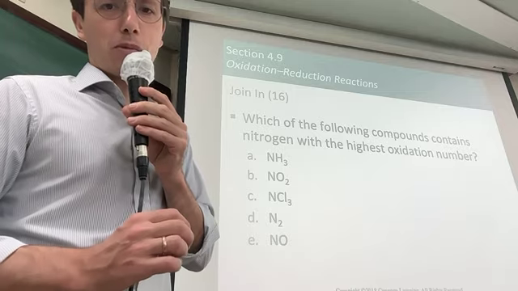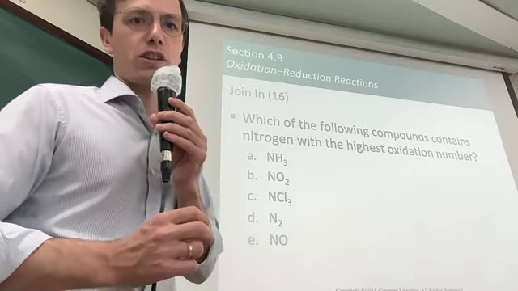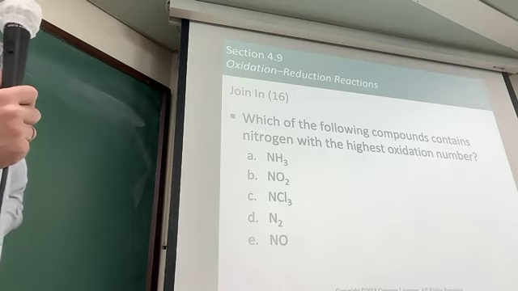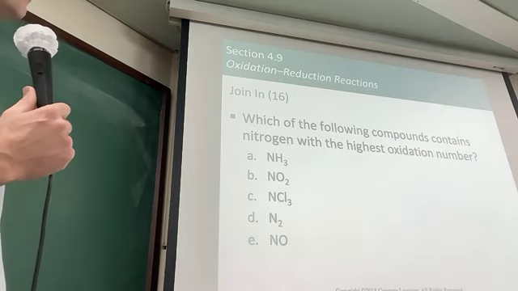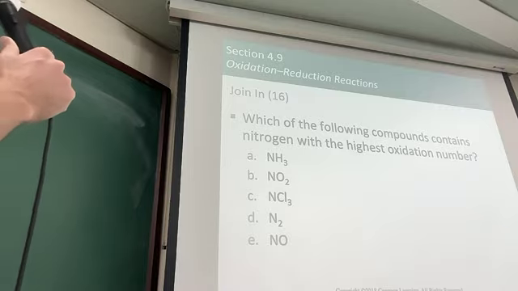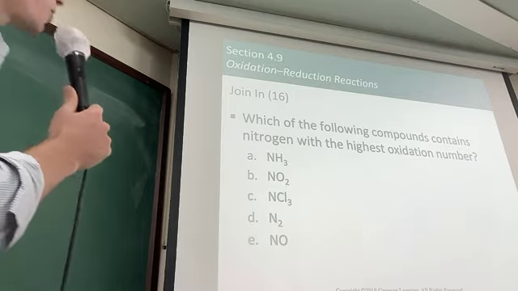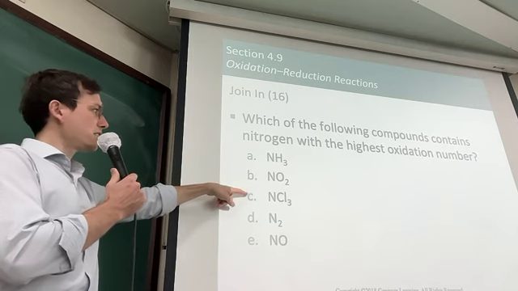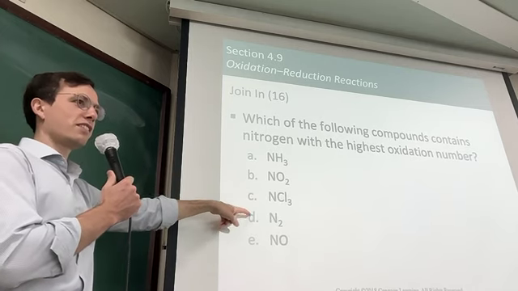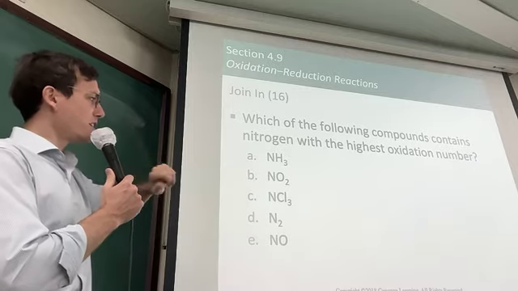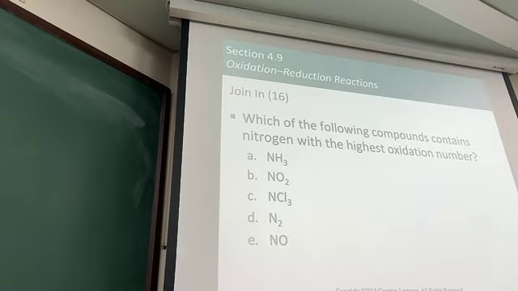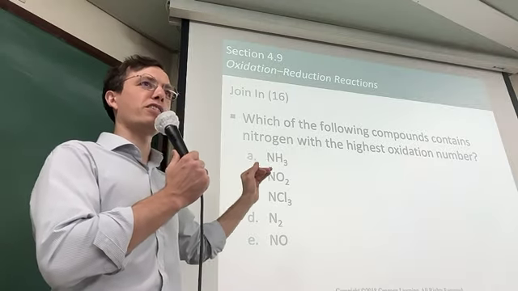Which of the following compounds contains nitrogen with the highest oxidation number? Okay, who thinks it's A, B, C, D, E? So B is correct. And the nice thing about this is now you can do chemistry, right? Now you know how to do chemistry. Once you know the oxidation numbers, you can actually write down chemical reactions, right?